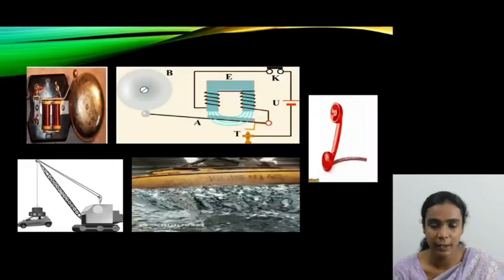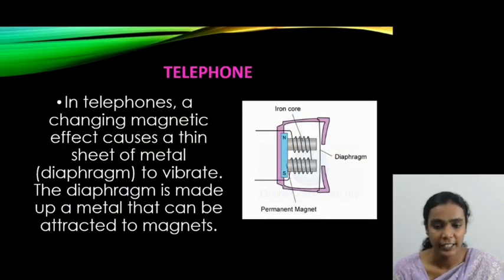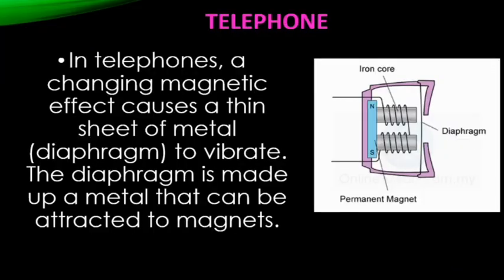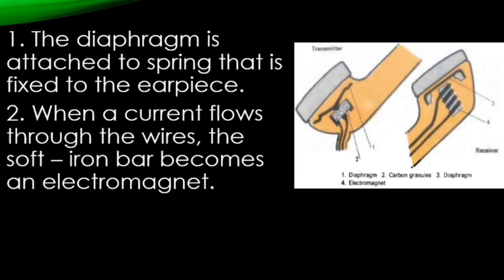Now we are going to see the magnetic effect in a telephone. In telephones, a changing magnetic effect causes a thin sheet of metal, called the diaphragm, to vibrate. The diaphragm is made of a metal that can be attracted to magnets. The diaphragm is attached to a spring that is fixed to the earpiece.